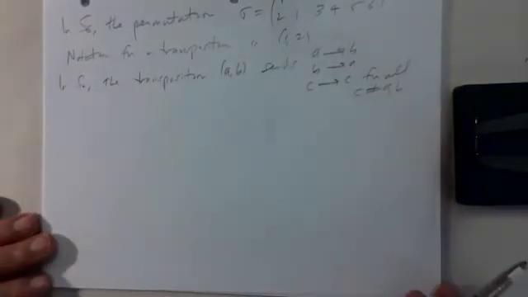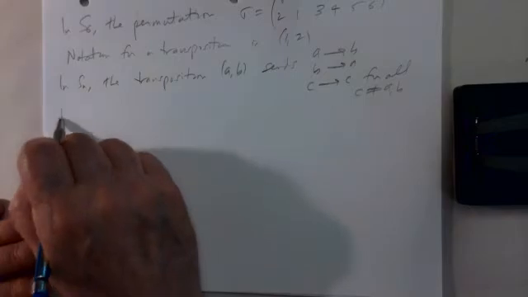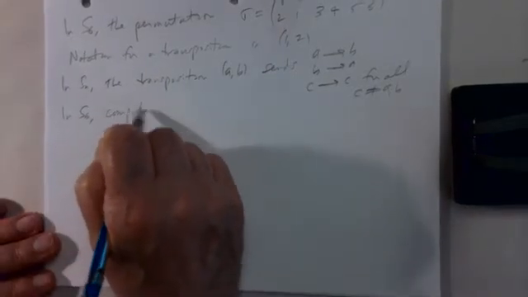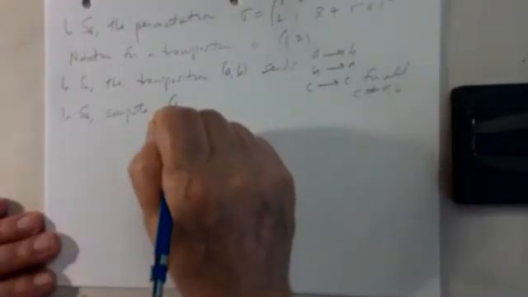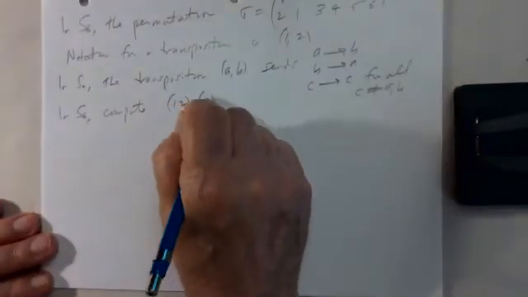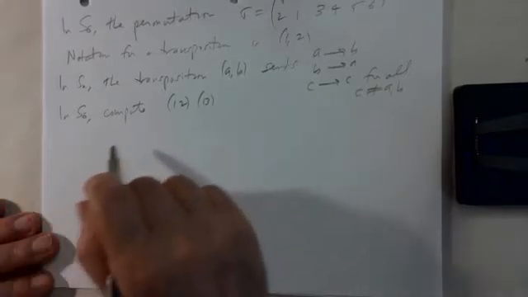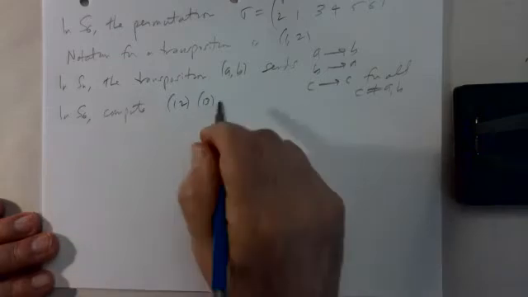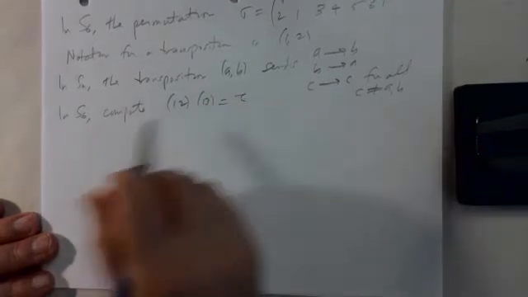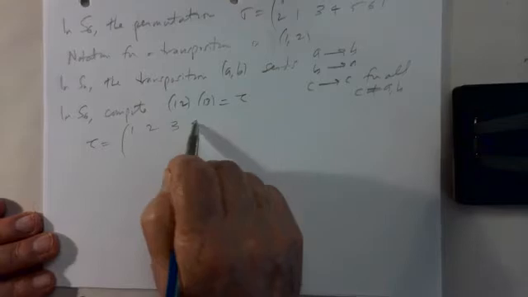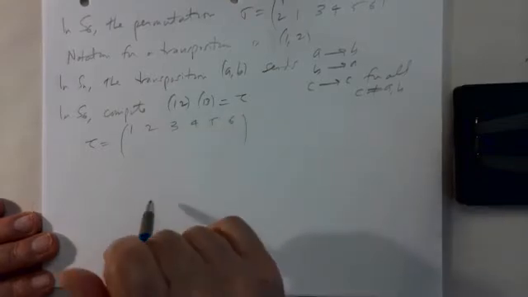So as an exercise, let's say we're in S6, compute the product of two transpositions. Suppose you have the transpositions 1, 2, and 1, 3. Let's figure out what that does to an element. Let's call this tau. So what is this permutation tau, if we write it in the standard form?